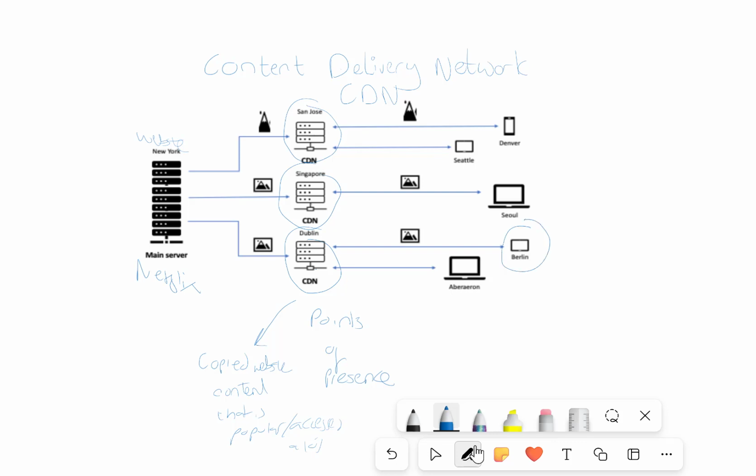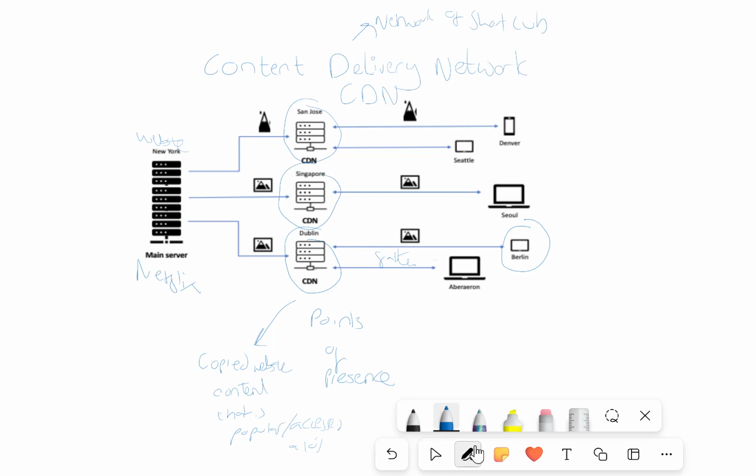When someone from Berlin now logs into Netflix, what happens next? Instead of going all the way to New York to fetch that content, they'll go to Dublin, which is an island not too far away from Berlin. So they get redirected to this point of presence. So it's basically like a network of shortcuts. Instead of having to go all the way here, we take a shortcut here. So CDN, you can say, is like a network of shortcuts. This means that the website will load a lot faster or quicker because it's closer.